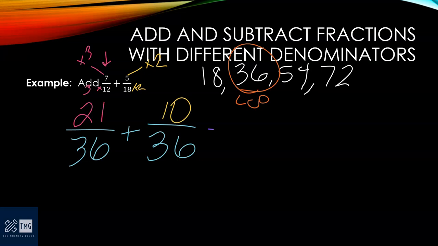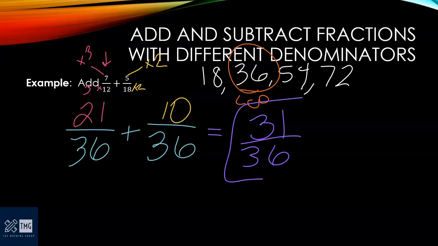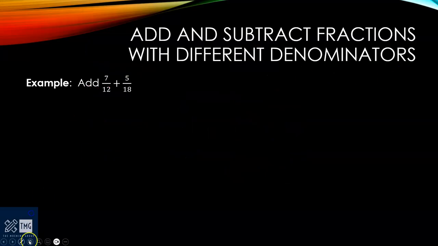Once I have my equivalent fractions, I'm ready to add. Remember, when we add fractions, our denominator stays the same. I add my numerators, 21 plus 10, and I get an answer of 31 over 36. Those two numbers share no common factor, so there's no simplifying needed. And my answer is 31 over 36.